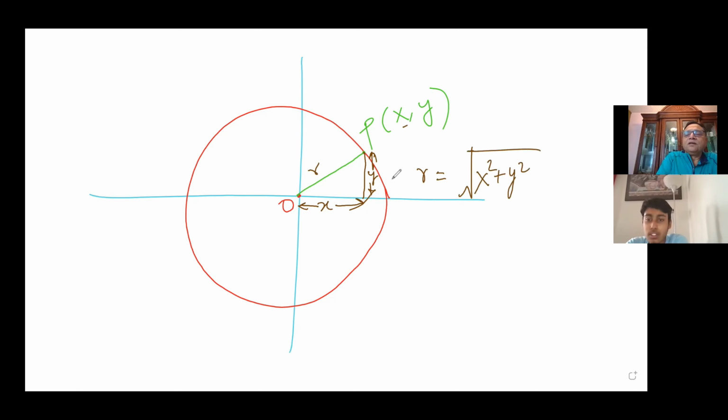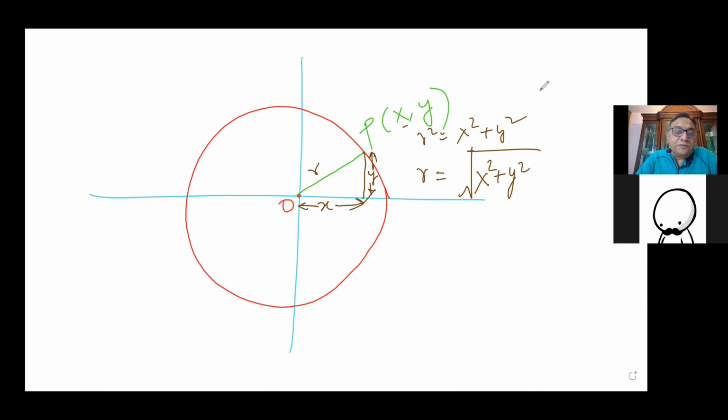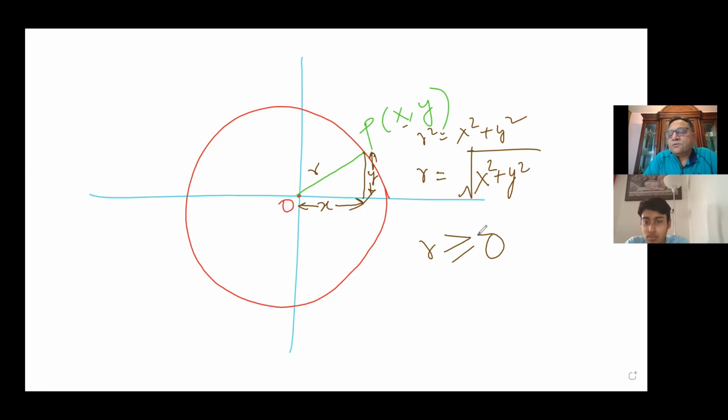Is it clear to you? Yes, sir. Since the hypotenuse is r, you could write r square equals x square plus y square. And then you get the value of r, which is square root of x square plus y square. So remember one thing, that r is always greater than or equal to 0. Is that clear to you? Yes, sir. Specifically, it should be greater than 0, but no harm in writing 0 also. That means the circle doesn't really exist if r is 0, right? Yeah, so it is greater than 0 to be precise. Correct. So that is what the circle is.